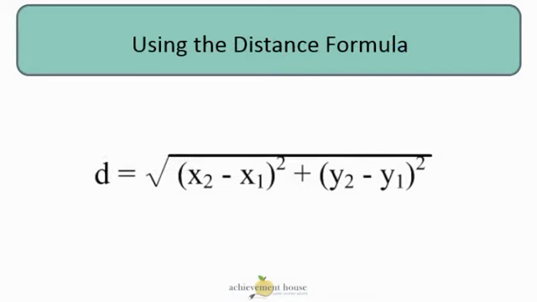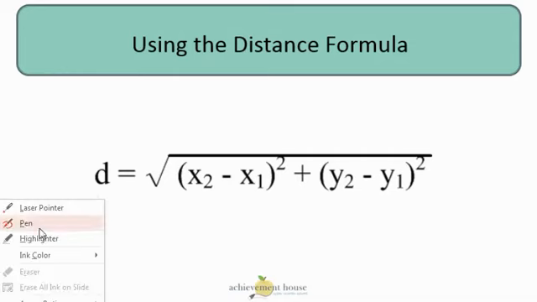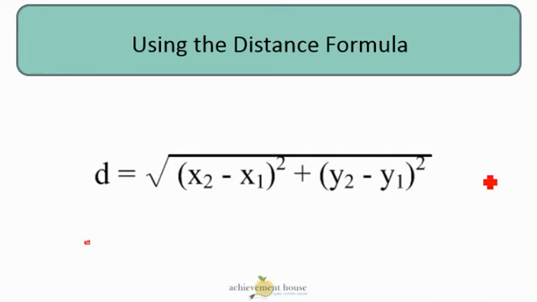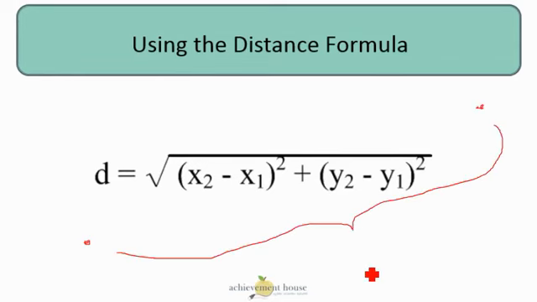Here is the distance formula. Again, just to review, d equals the square root of x2 minus x1 squared plus y2 minus y1 all squared. This is used to find the exact distance from 2 points. So if I had a point here and here, it's going to find that exact distance between those 2 points. That is d.